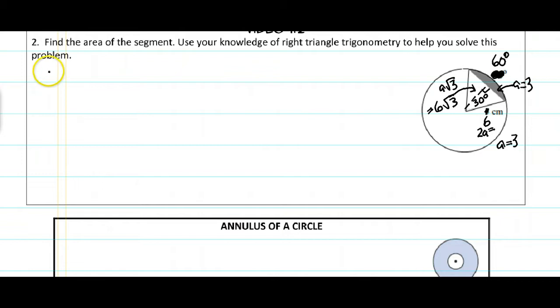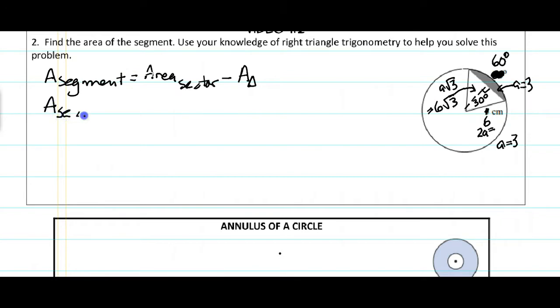So I've got that the area of the segment is going to be the area of the sector minus the area of the triangle. Alright, so the area of the sector, let's start with that.